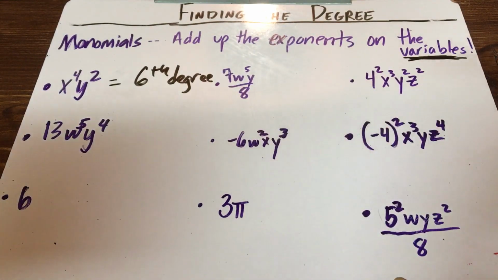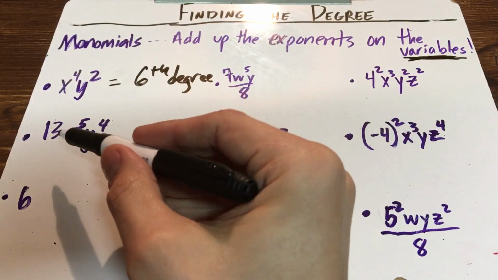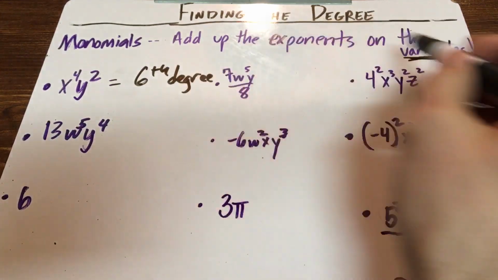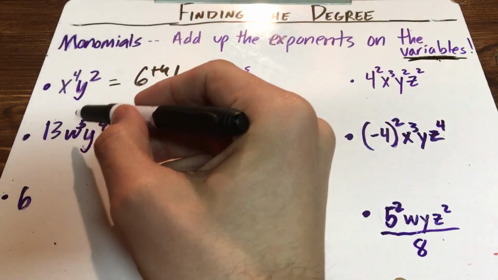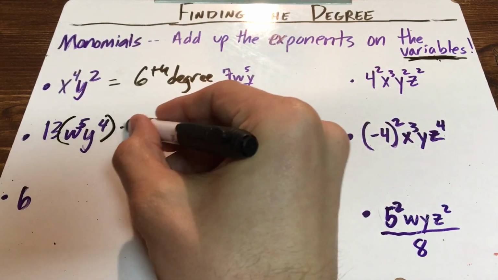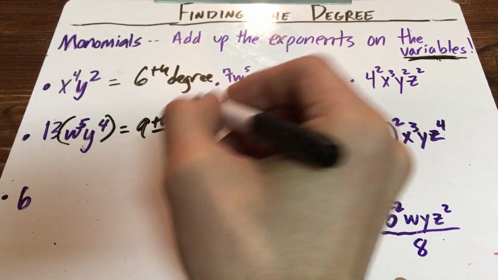I'm not going to write the word degree on all these because that'll take too much time. On this second one, don't get fooled into counting this, right? This is not a variable. The variables are the letters, in case you're not that confident in what a variable is, right? So you're only adding up 5 plus 4. This would be 9th degree.